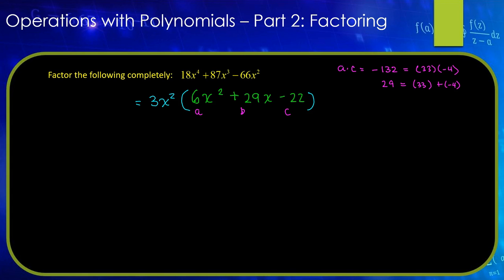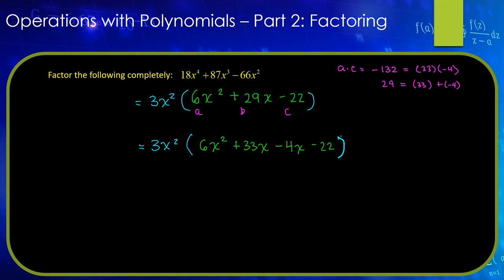A times C is negative 132, so I want two numbers that multiply to give me negative 132, but when I add them together, give me 29. And as you can see up there again, 33 and negative 4 are two numbers that make that happen, the only two numbers that would. Those are the two numbers that I want to split 29x into. So inside the parentheses, I'm going to rewrite the 29x as plus 33x minus 4x.